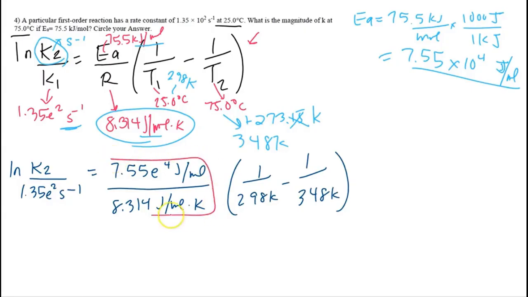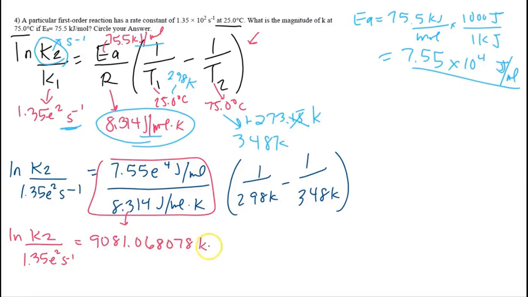When I do this math here, what do I get? Just make sure I rewrite everything here. Sometimes that makes it easier. So when I do this math, that's the first thing I'm going to do. I get 9081.068078, and this is going to be Kelvin to the minus 1. Okay? Now, I do this separately.